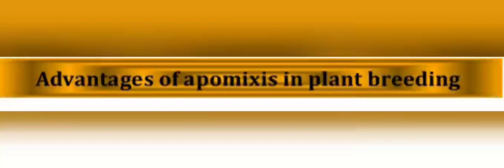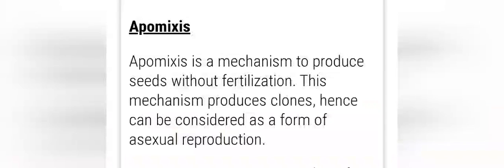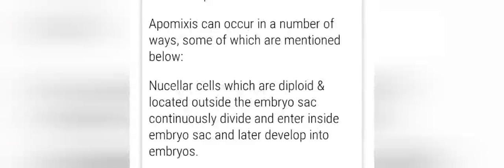Then a new topic is given in your book, that is apomixis. A lot of research is going on in this topic. What is the role of apomixis in plant breeding? We'll study. If you see the definition, apomixis is a mechanism to produce seeds without fertilization. Here viable seeds are produced, but there is no fertilization taking place. So it is a type of asexual reproduction giving the result of sexual reproduction.